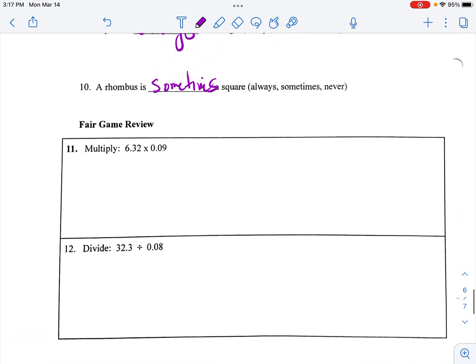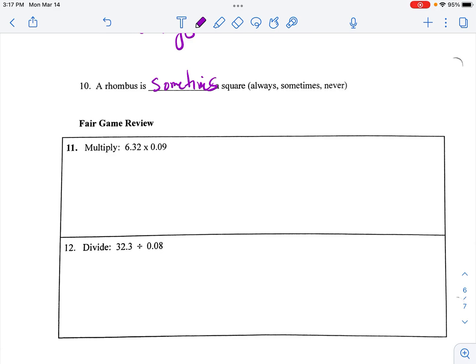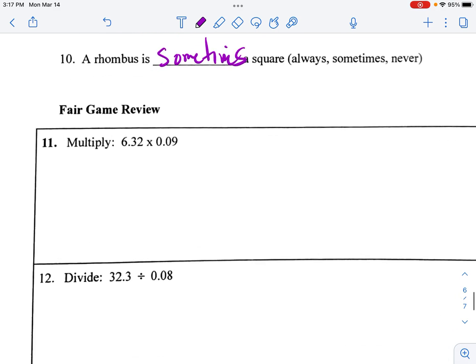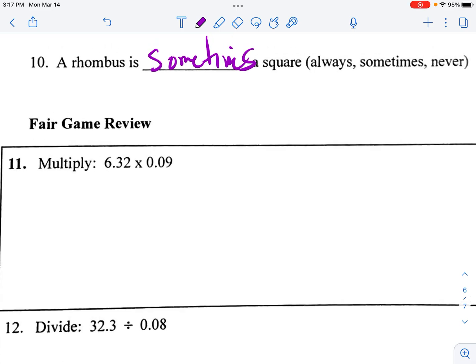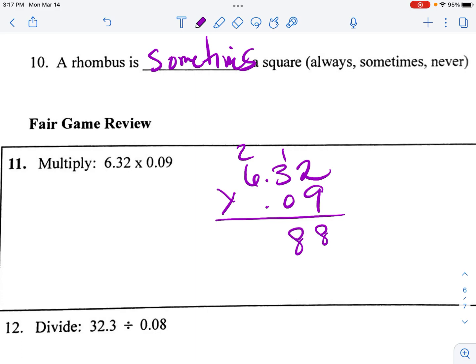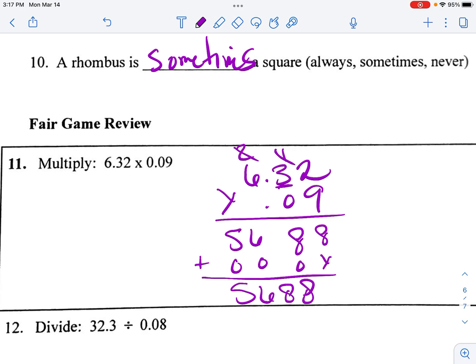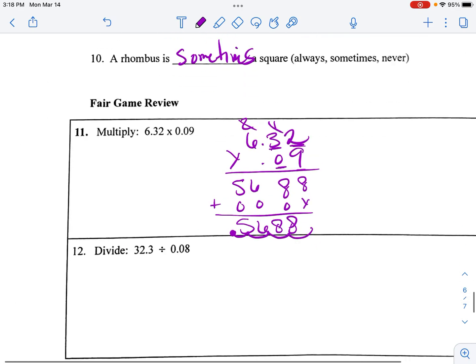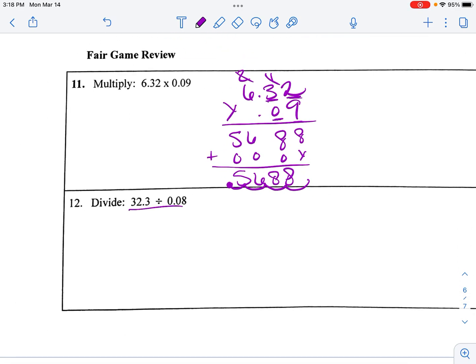Okay, and then fair game review. You will have a few of these on your assessment. You will not be able to use a calculator, or, I at least need to see all your work. 6 and 32 times 0.09. Ignore those decimals till the end. Remember that you have to move the decimal 1, 2, 3, 4. So we'll get 5,688 10,000ths.